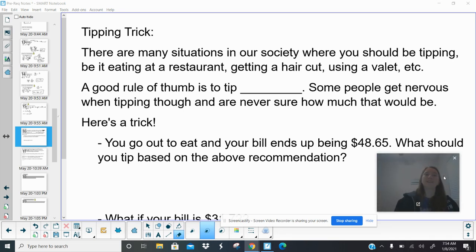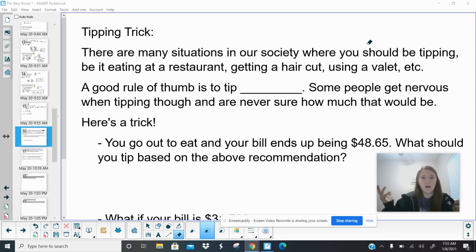A tipping trick, because again, we're talking about percents here and finding percents, calculating percents. In your real life, there are going to be many situations where you should be tipping. Obviously, eating out at a restaurant is the biggest one, but getting a haircut, you should be tipping your hairstylist. If you use a valet, if you don't know what a valet is, they park your car for you at fancy restaurants and other places too. And you should be giving them a tip.